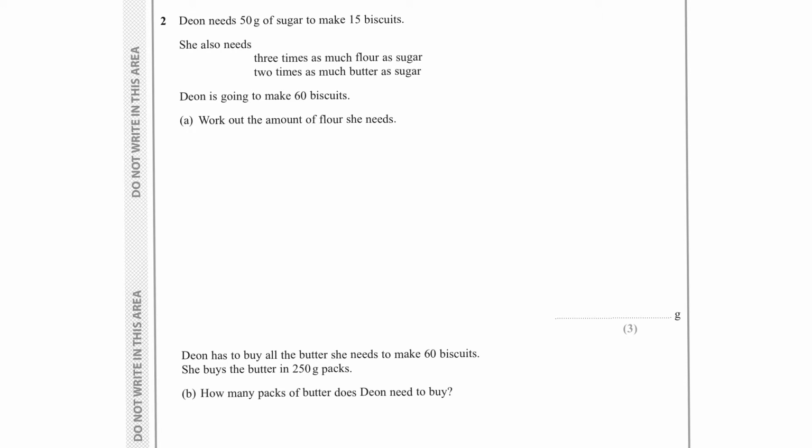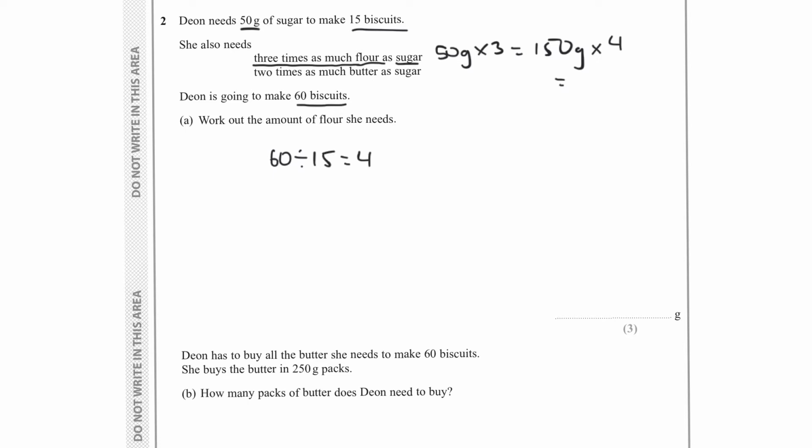So if there are 3 times as much flour as sugar, we are going to do the 50 grams multiplied by 3. That's 150 grams. So we know that she needs 150 grams of flour for 15 biscuits, but we need to work out how much she needs for 60 biscuits. So we're going to do 60 divided by 15, that gives us 4. And so that number 4, we're going to multiply it by our 150, and that would leave us with an answer of 600 grams.